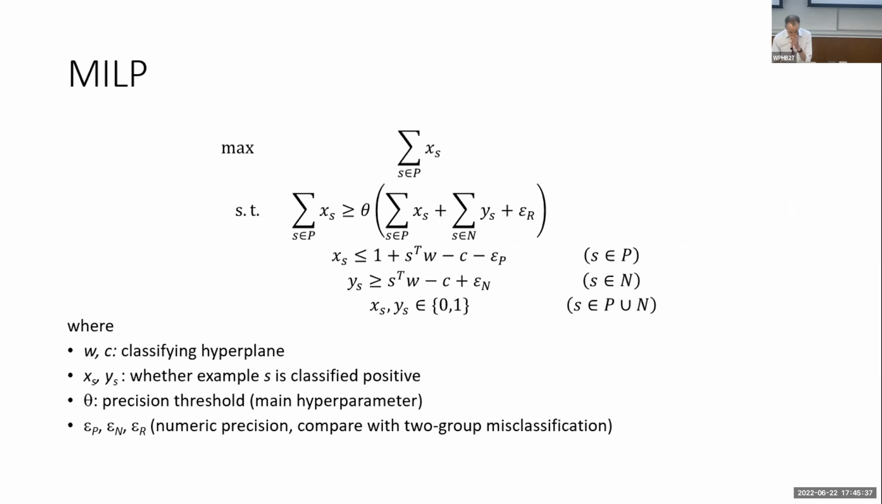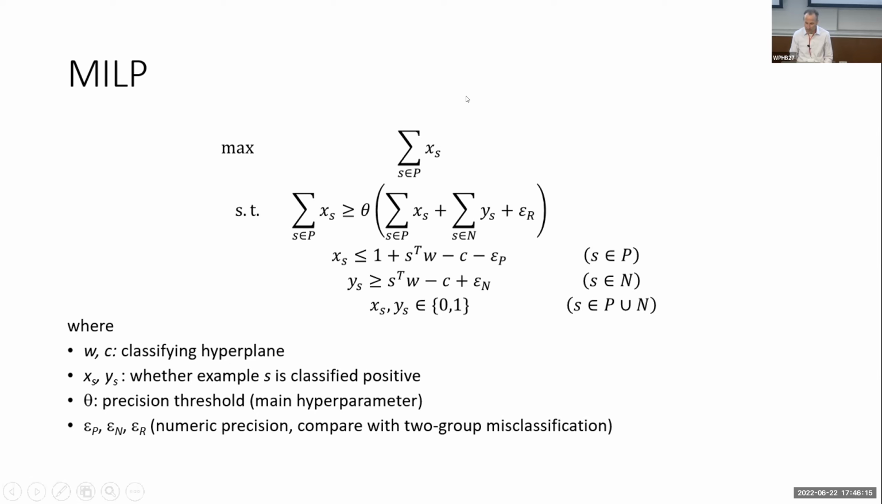So, formulating the wide-reach classification problem as a mixed integer linear program, I am going to have decision variables that tell me what the classifying hyperplane is. And then binary decision variables are going to tell me whether an example was classified positive. And then a precision threshold, which is the main hyperparameter of this algorithm, tells me that if I look at the predicted positive examples, those have to exceed this precision.